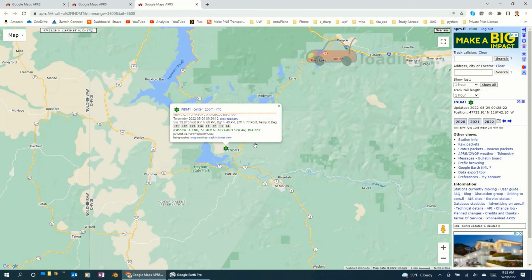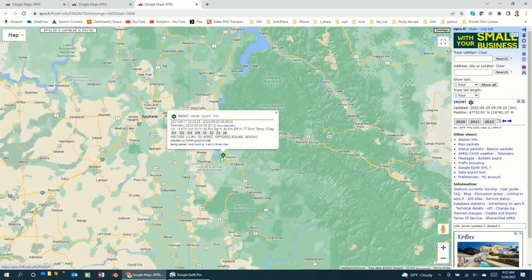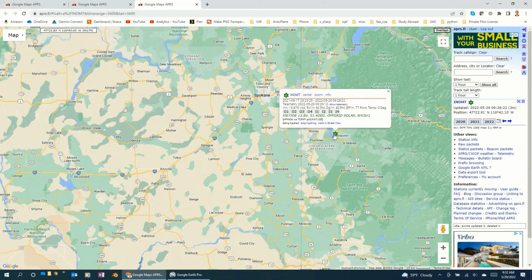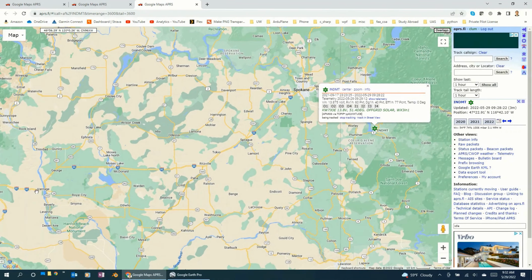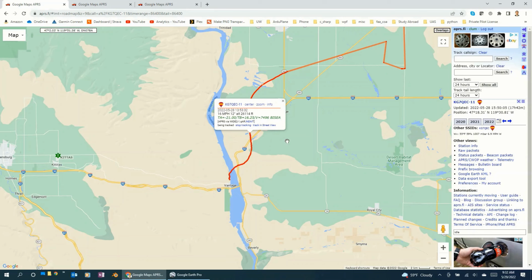Let's load him up. And look at this. He's clear in the other state. He's over here in Idaho, and we are way over here on the corner at Vantage, right? So that is a pretty good distance. We'll look at that later.